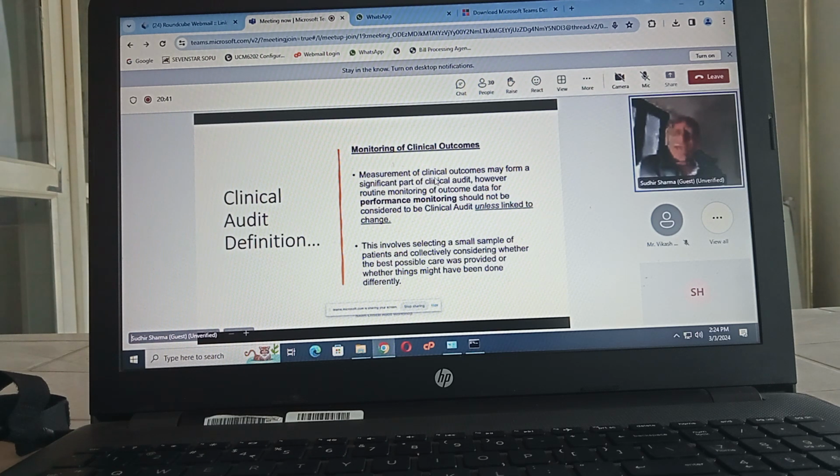Monitoring of clinical outcomes, also known as performance monitoring, should not be considered to be a clinical audit unless linked to an activity. Then it may be acceptable as a clinical audit, but otherwise just understand the words performance and audit.